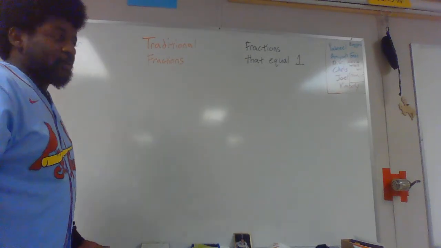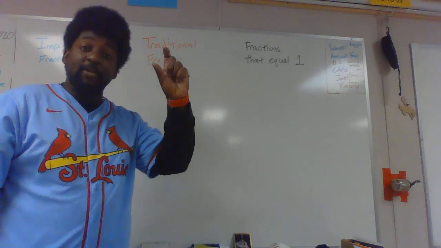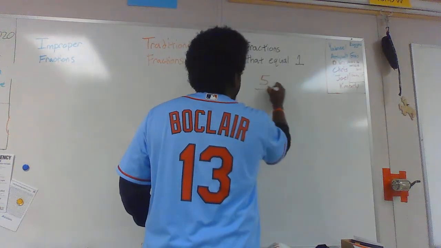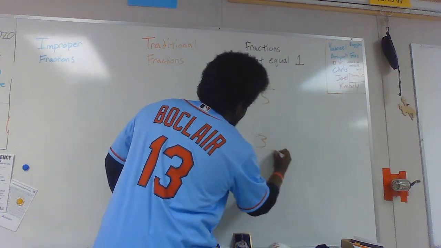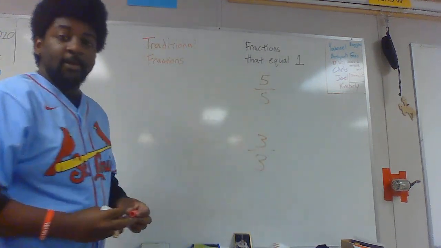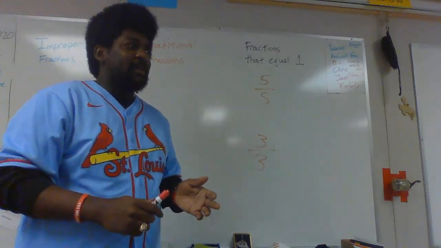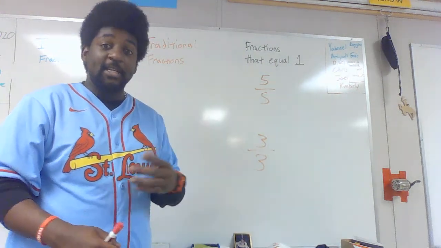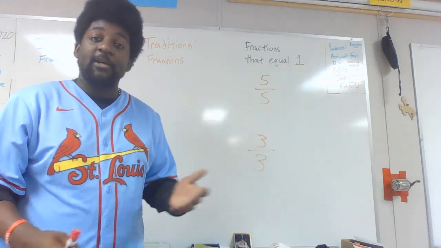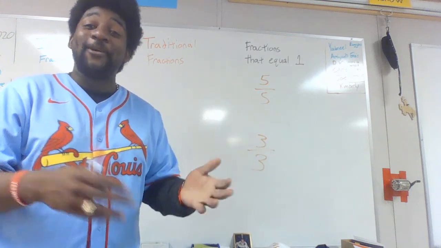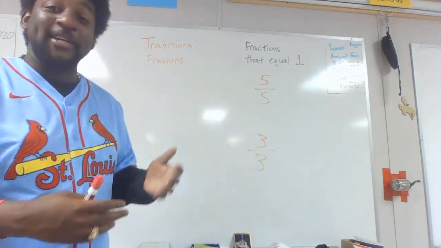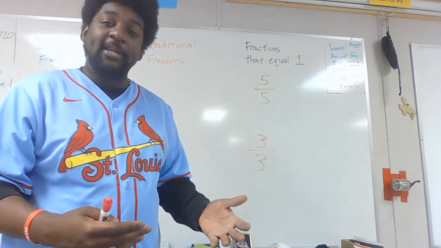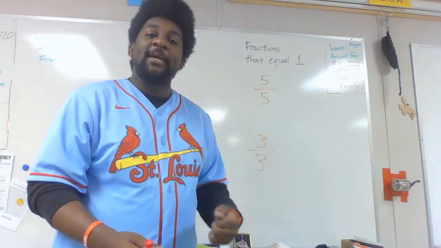All right, so fractions that are equal to 1 are fractions that have the same number on the top and same number on the bottom. An example of fractions equal to 1 would be 5 over 5 or 3 over 3. So first off, y'all, when you multiply times 1, you should know that your value doesn't change. 10 times 1 is 10, 13 times 1 is 13. So when you're multiplying times a value that equals 1, you should expect that your number actually stays the same.